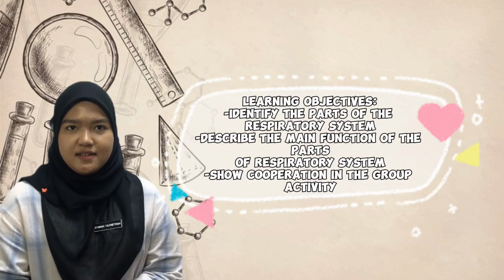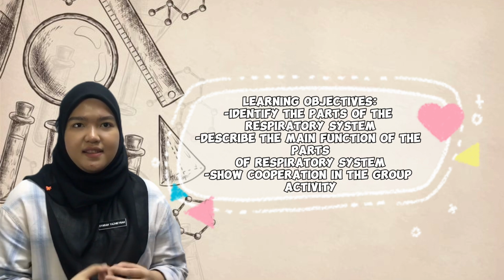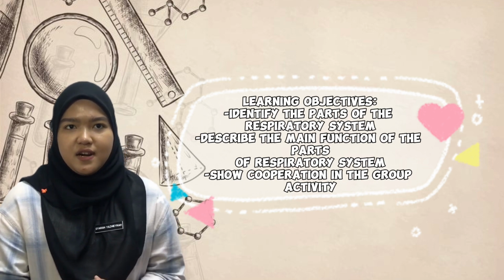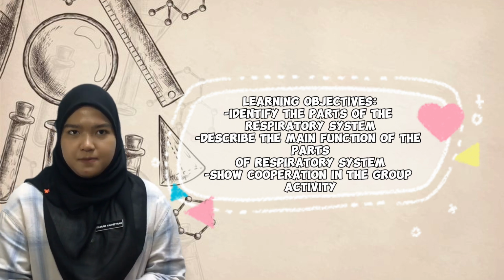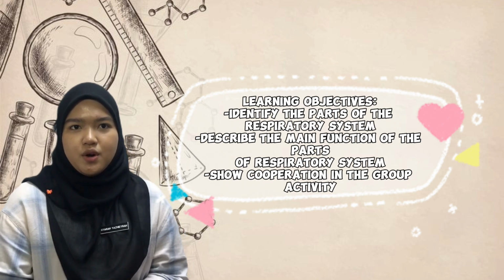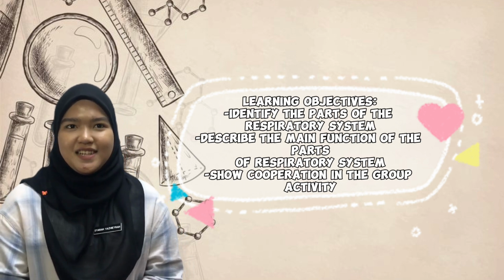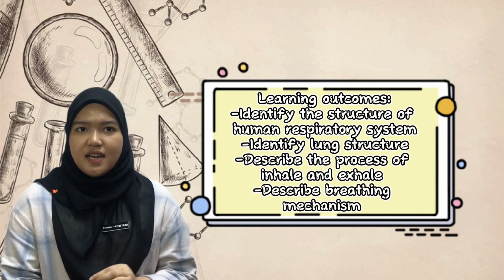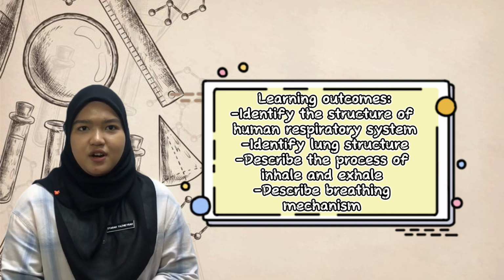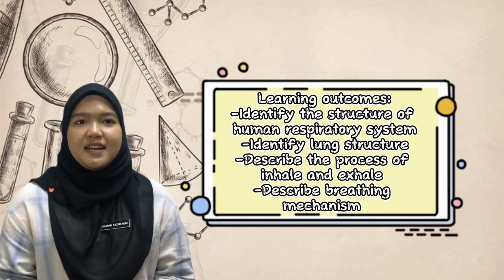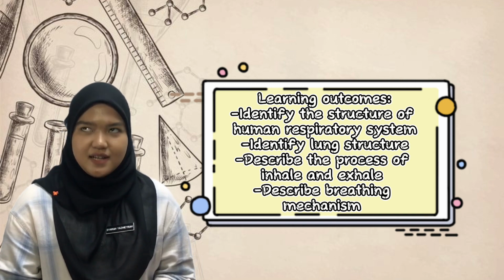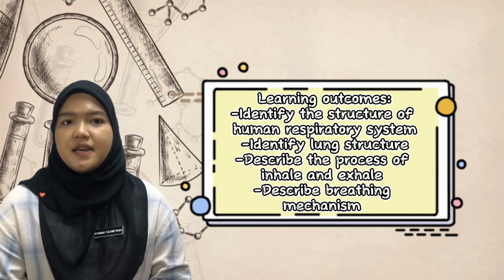At the end of the lesson, students will be able to identify the parts of the respiratory system. Next, describe the main function of the parts of the respiratory system. And lastly, they will show cooperation in the group activity. Students should also be able to identify the structure of the human respiratory system, identify the lung structures, describe the process of inhale and exhale, and describe the breathing mechanism.